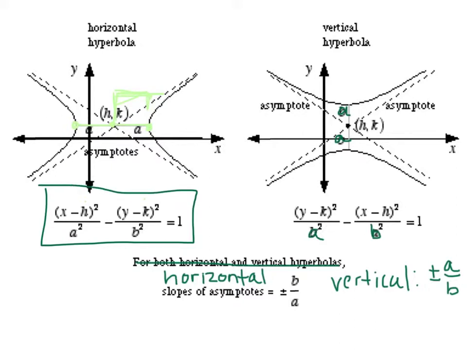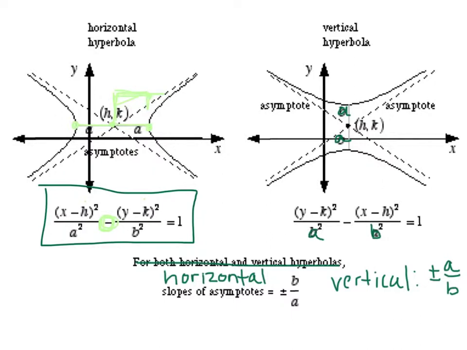So if you look at this, the equation for a horizontal hyperbola is (x minus h) squared over a squared minus (y minus k) squared over b squared equals 1. The only difference between the horizontal ellipse equation and this one is this minus right here. Hyperbolas always have a minus, not a plus.